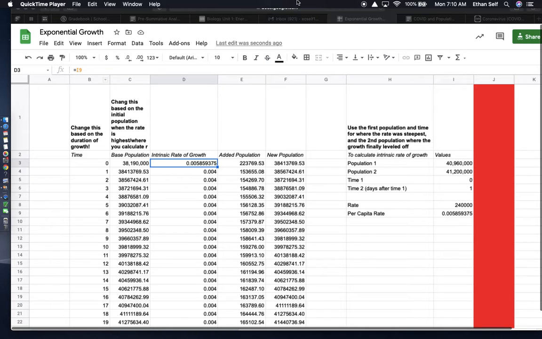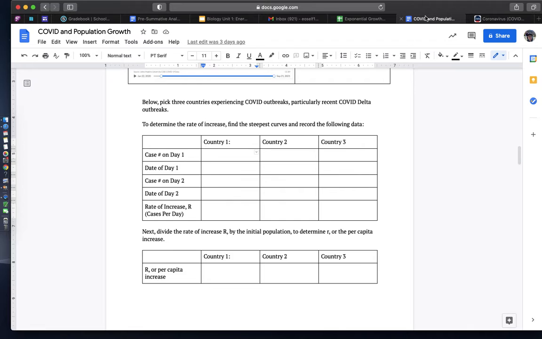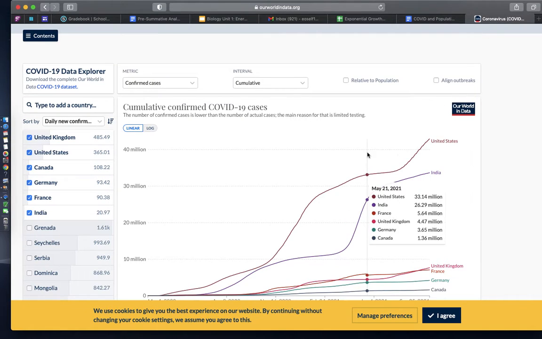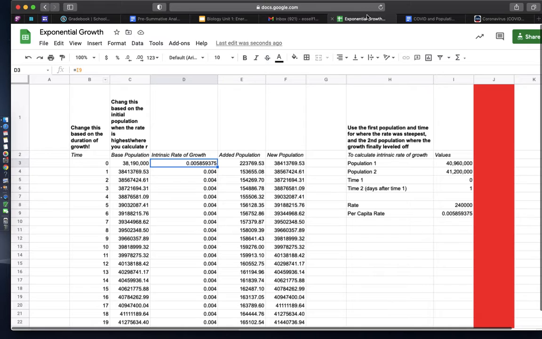Guys, and welcome to a quick video on how to do COVID population modeling. You're going to want to make sure you have your packet, your COVID website with countries under cumulative cases and the relative to population clicked off, and you're going to want your exponential growth spreadsheet.